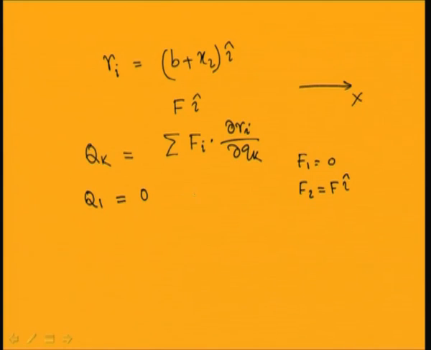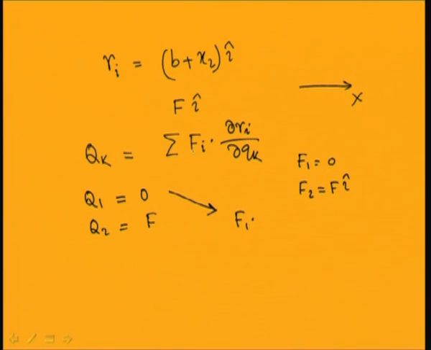So, Q2 will be equal to F1 equal to 0 into this. In this way you can find this, which is equal to F1 dot del R1.